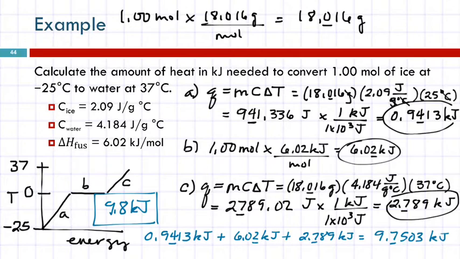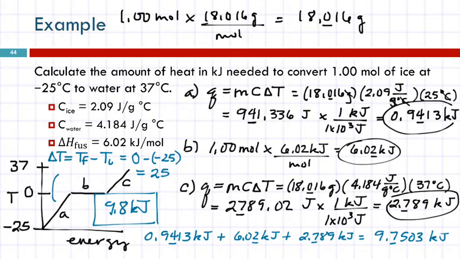Isn't delta the initial minus the final? No, it's final minus initial. It's always final minus initial. How come you didn't do it for A and C? I did. I just talked about it. I didn't write it out. So for A, delta T is the final minus the initial. So the final temperature is 0. The initial temperature is negative 25. So 0 minus negative 25 is 25. Yeah, I see.